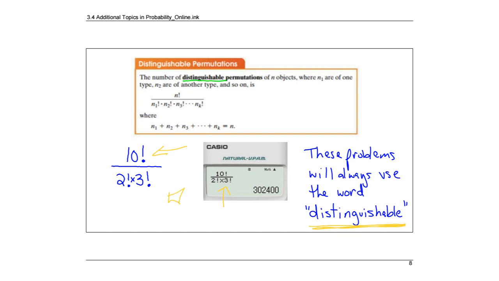So you're going to hit your fraction key, which you know how to do. You're going to put the 10 and then hit Shift and X raised to the -1 power. On the bottom, you're going to do the same thing. You do 2, hit the factorial, times 3, and hit the factorial.